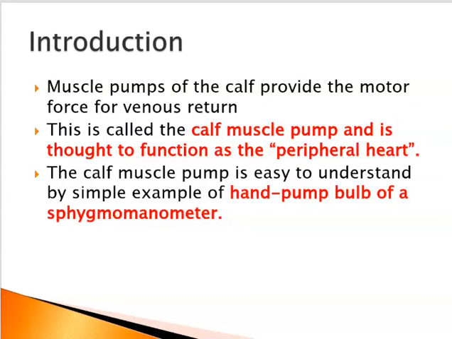The muscle pumps of calf provide motor force for venous return. This is called calf muscle pump and is thought to function as peripheral heart. The calf muscle pump is easy to understand by simple example of hand pump bulb of sphygmomanometer.